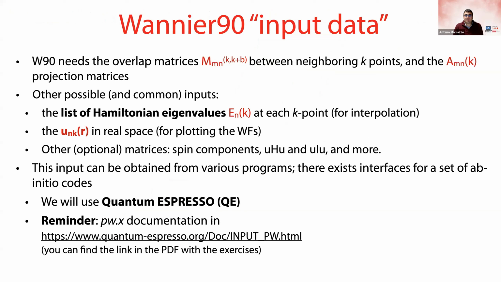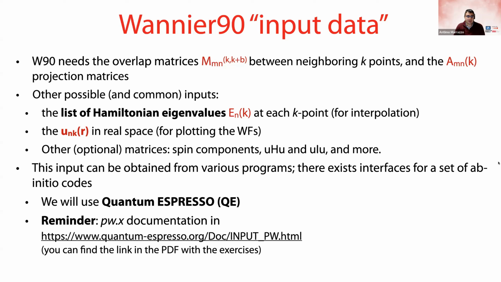We said that you need overlap matrices, the M_mn(k), between neighboring k-points, but you also need projection matrices. These are the A_mn(k) matrices. In practice, often you need other inputs. The minimum input, if you want to do band structure interpolation, is the list of Hamiltonian eigenvalues. There is a file that is produced that just contains the eigenvalues at each k-point. That's for interpolation. If you want to plot Wannier functions, you also need to produce the orbitals, the u_nk orbitals in real space. But I want to stress that this is only for plotting Wannier functions. If you want to just interpolate the band structure, you don't need the Bloch orbitals.